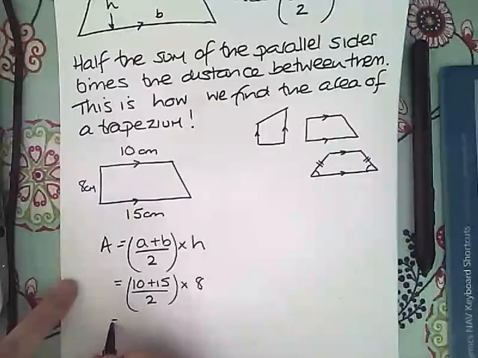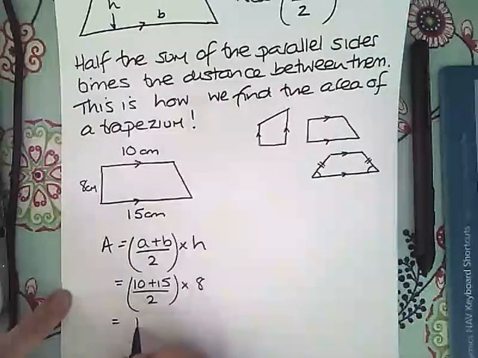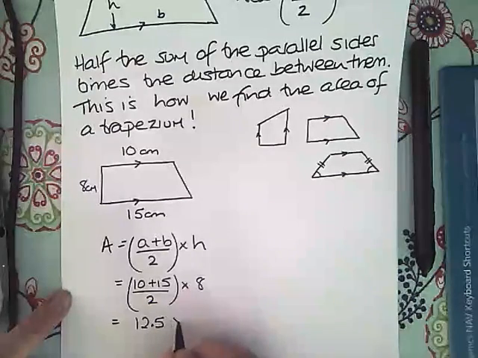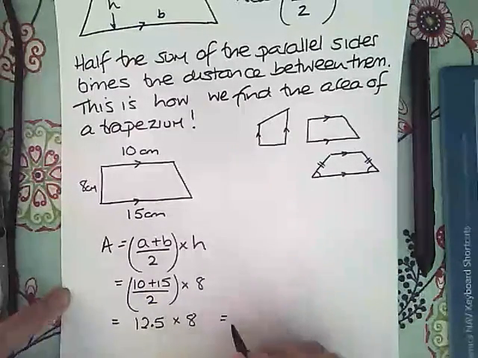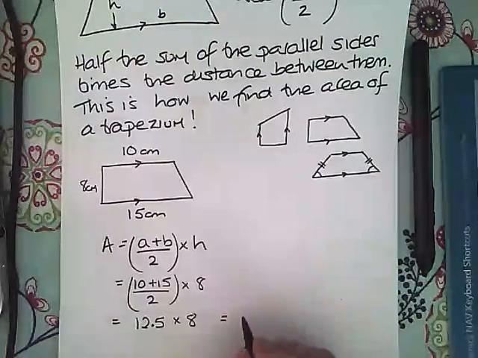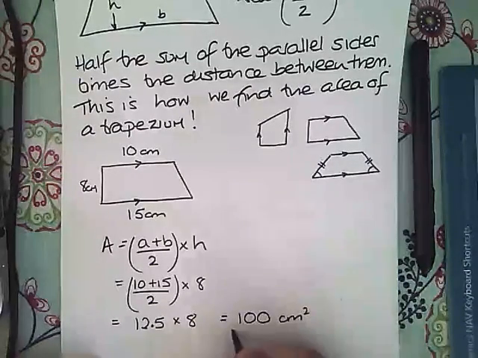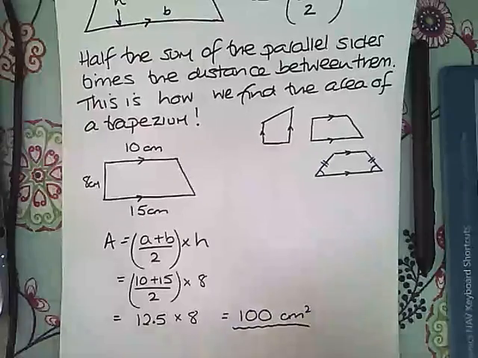10 plus 15 is 25. 25 divided by 2 is 12.5, and we're going to times that by 8. 12.5 times by 8 is 100. And our units for area in this case are centimetres squared.